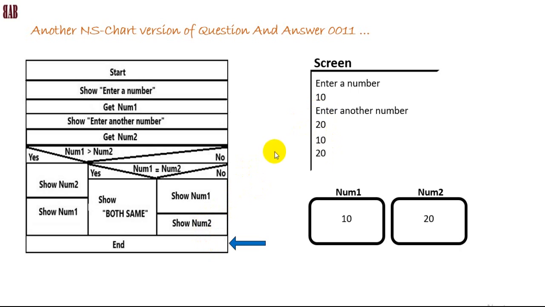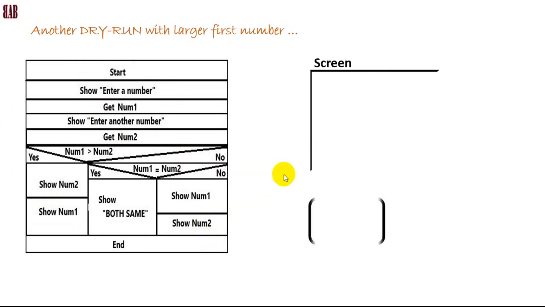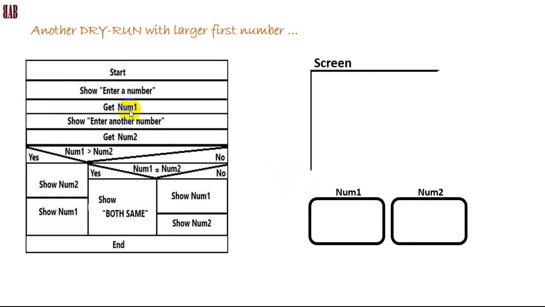So now let's try the same thing with a larger number. I'm not changing anything in the NS chart. It's the same as the one I did in my previous dry run. So let's do this again. Screen and the two variables, num1 and num2. Two variables are here. So we start. Start, nothing happens in the start. Go to the next line.